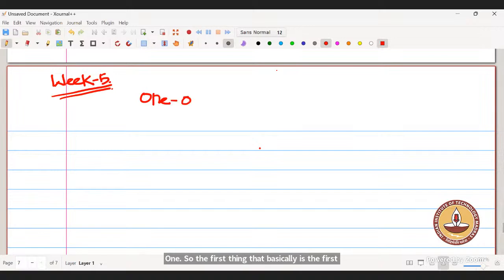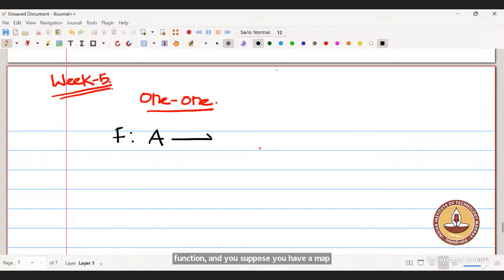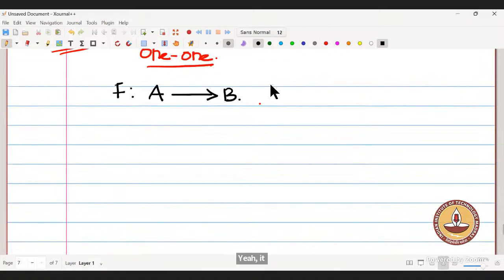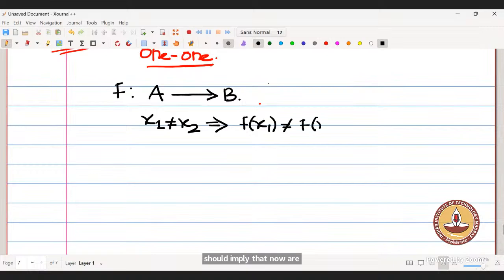You know what a 1-1 function is. Suppose you have a map from A to B. When you say this function is 1-1, if the inputs are different, then this should imply that the outputs are also different. In that case, you say this function is 1-1.